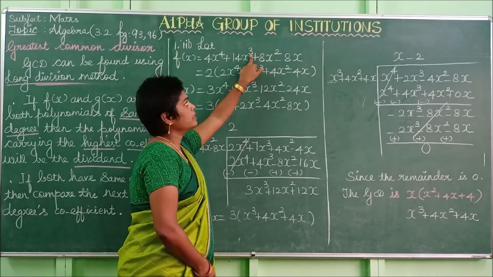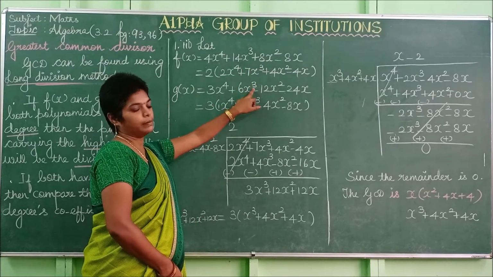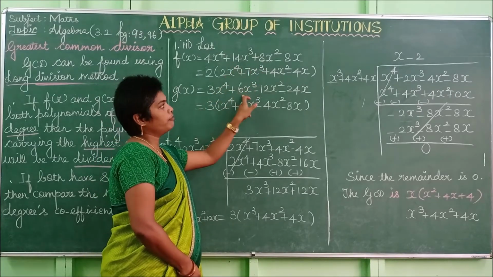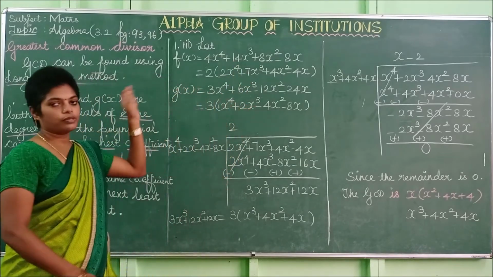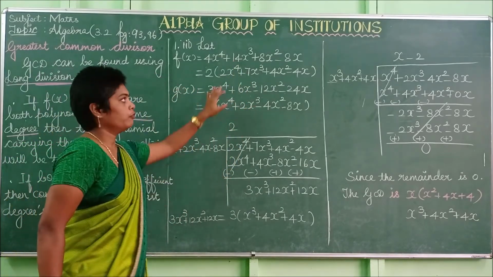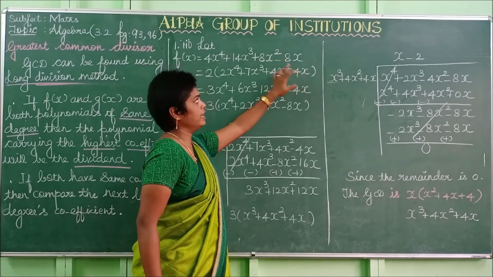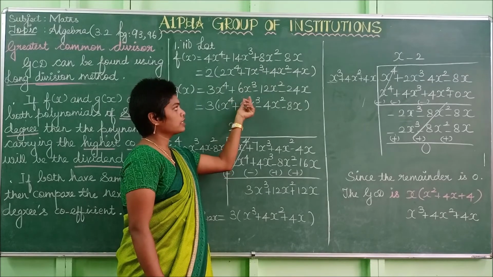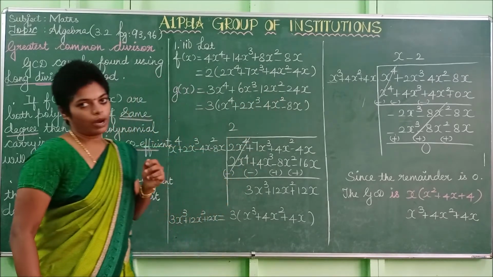So 3 is the highest power for this, and here also 3 is the highest power. So look at the coefficient of both. Here 14, here 6. So you can choose the one with 14 as the dividend. 14x power 3 plus 8x square minus 8x is the dividend. This, x power 3 minus 12x square minus 24, is the divisor.